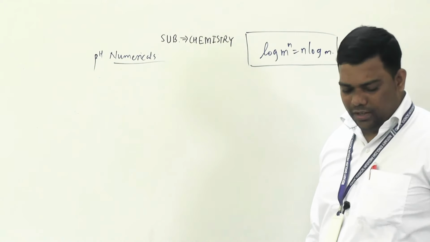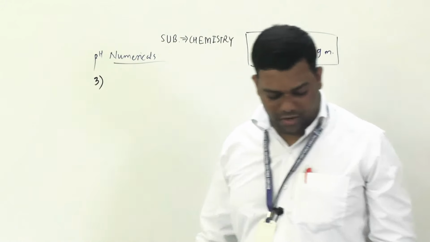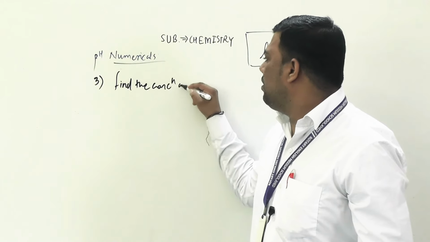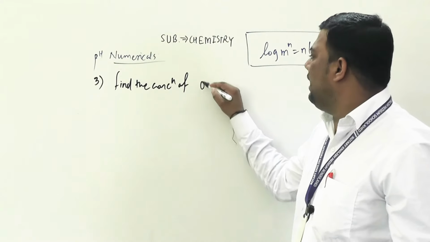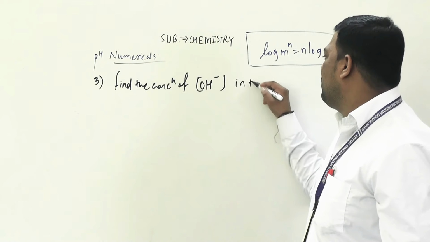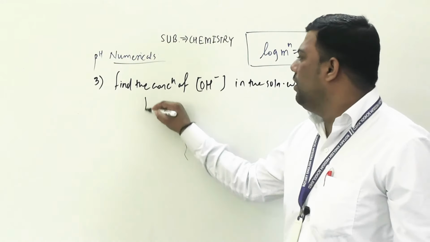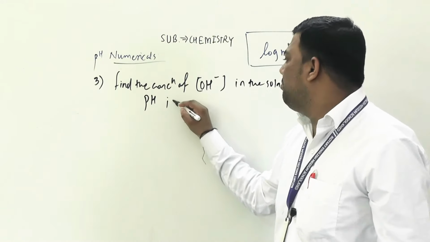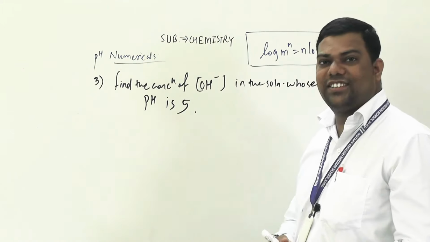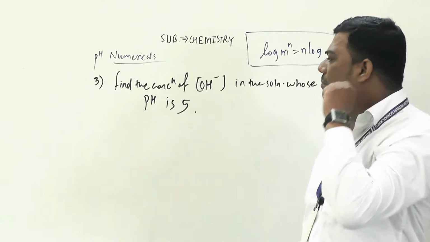Now we will discuss the next numerical, the third numerical. Find the concentration of OH minus ions in the solution whose pH is 5. So how can we calculate this? We have to find out the OH minus concentration, and the pH is given.